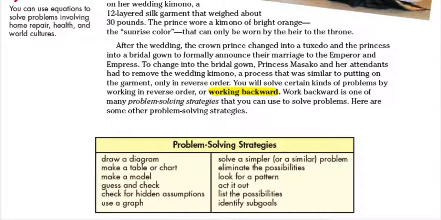We have creating a table or a chart. We've done this a few times. Making a model, definitely. Guess and check a lot of times. Check for hidden assumptions. Using a graph, solve a simpler or similar problem. Eliminating possibilities, like when we did the matrix logic. Looking for a pattern, acting it out, list possibilities and identifying subgoals. These are all problem solving strategies that you can use to solve a word problem. In this lesson, we are going to concentrate on working backward.